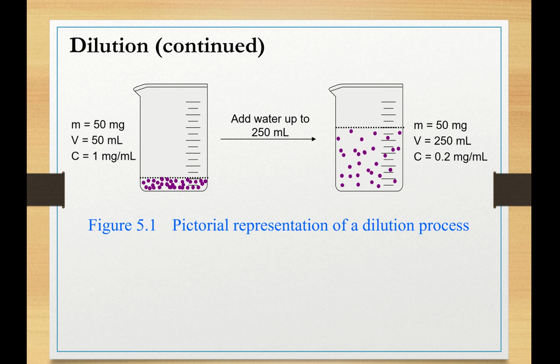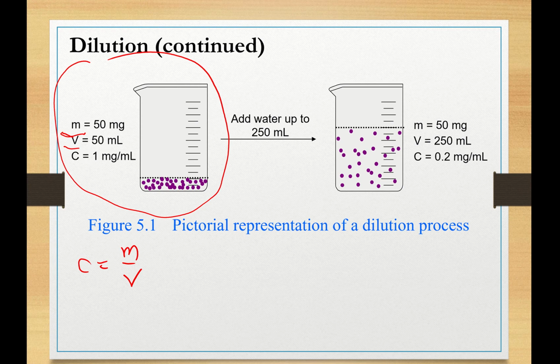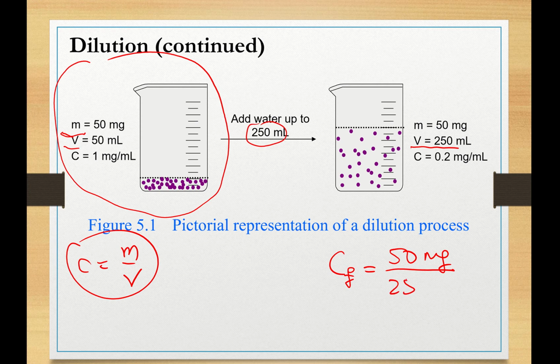Let us take a look at the physical process involved in a dilution. To the left, I have my stock solution. I have dissolved 50 milligrams of a drug in 50 mL of volume, and the concentration, using the fundamental equation, mass over V, is 50 over 50, which is 1. Then I add more water, approximately 200 mL, and I end up with 250 mL of volume. Using the same equation, the final concentration is going to be 50 milligrams over 250 mL of solution, and that would be 0.2.